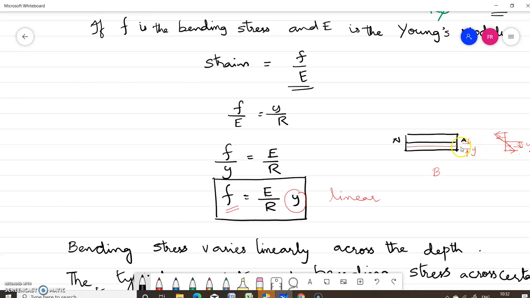When the distance of the layer from the neutral axis increases, the stress increases and it is maximum at the extreme fiber, you can see. So the variation is triangular and the stress becomes 0 at the neutral axis. When Y equals 0, stress becomes 0 and the variation can be drawn like this, and it will be maximum at the extreme fibers. So the bending stress varies linearly across the depth.